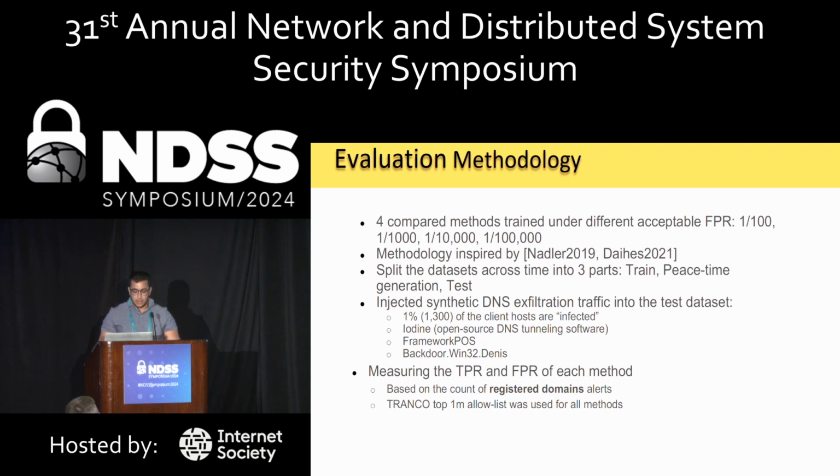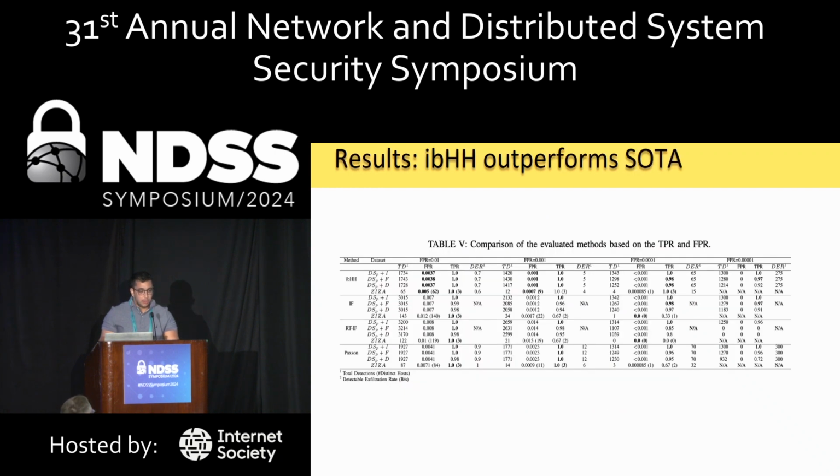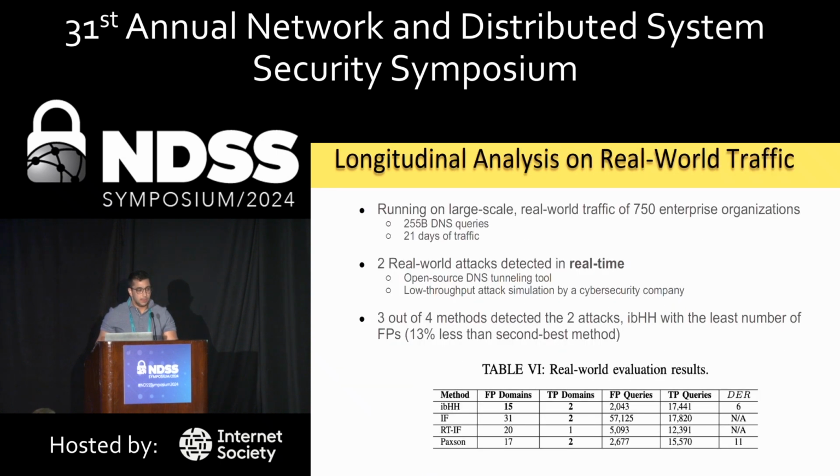We're taking benign traffic and we inject realistic synthetic DNS exfiltration malware data into it in random spots, but based on the patterns that these malwares and tools work. And we measure the TPR and FPR for each method. We saw across the board that ibHH performed as good or better than other solutions, despite being able to run in real time and showing less false positive rate than other methods.